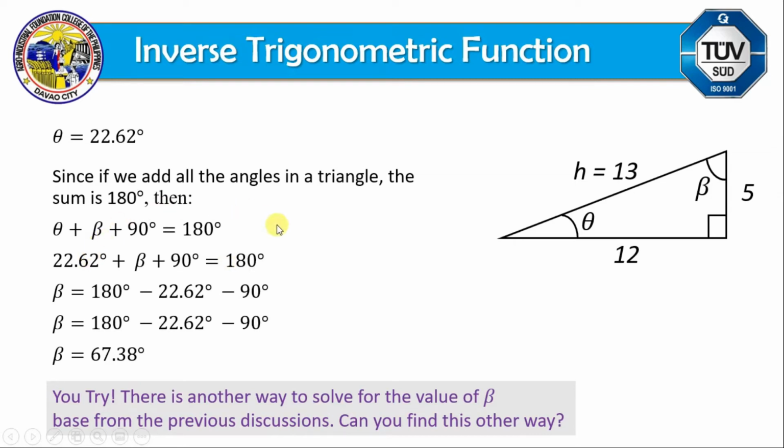Kung ilipat natin to sa kabila, magiging negative. Ito naman, pag ilipat sa kabila, magiging negative. Maiiwan yung beta. Okay? At pag isolve mo to, na 180 minus 22.62 minus 90, lalabas yung sagot that beta is 67.38 degrees. Okay? Now, there's another challenge here.